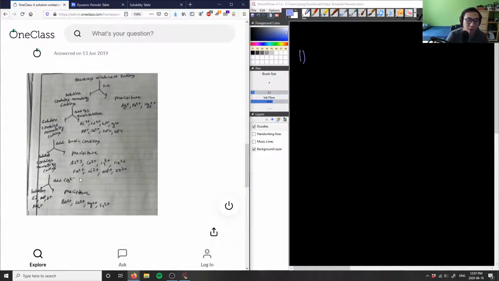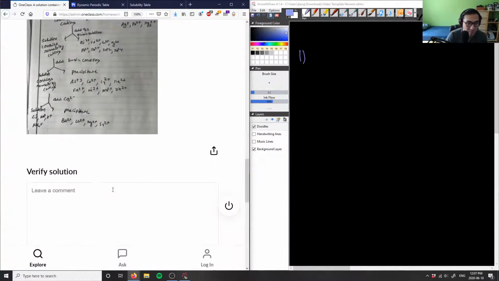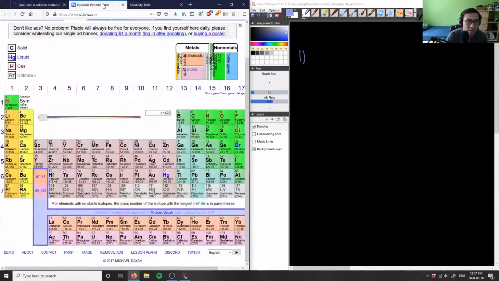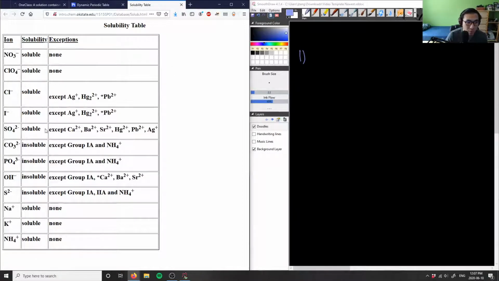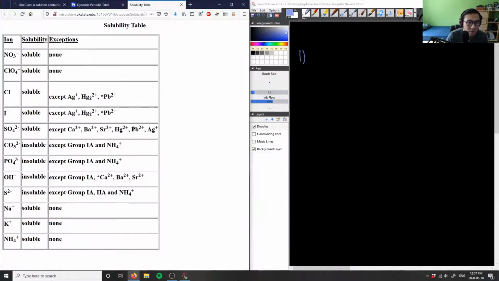Finally, we're adding sodium carbonate into our solution. We can see in our solubility table that carbonate would be insoluble except for group 1 and NH4. Barium is group 2 here, so this should say insoluble except group 1.